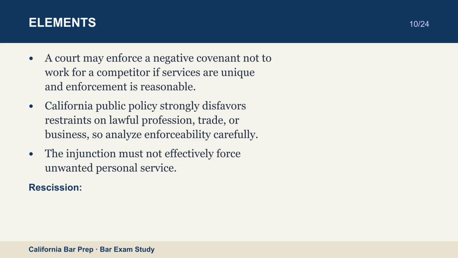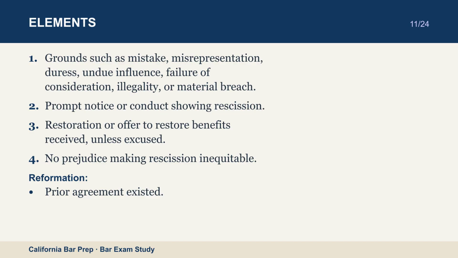Rescission. Grounds such as mistake, misrepresentation, duress, undue influence, failure of consideration, illegality, or material breach. Prompt notice or conduct showing rescission. Restoration or offer to restore benefits received, unless excused. No prejudice making rescission inequitable.